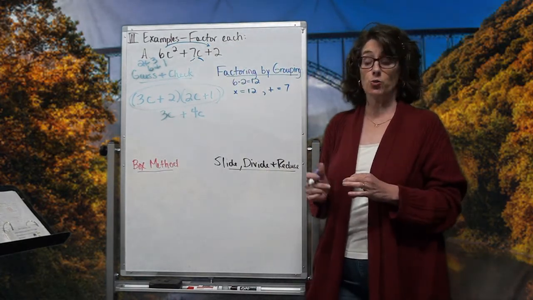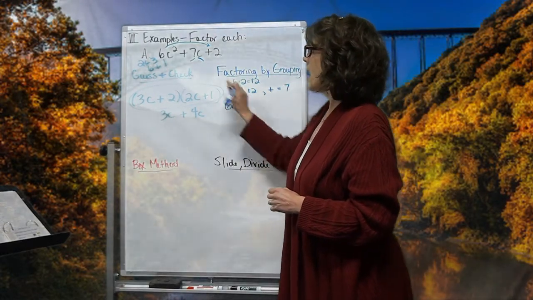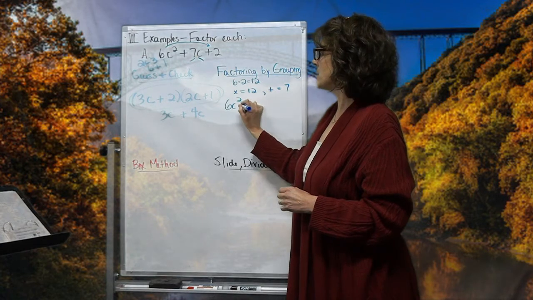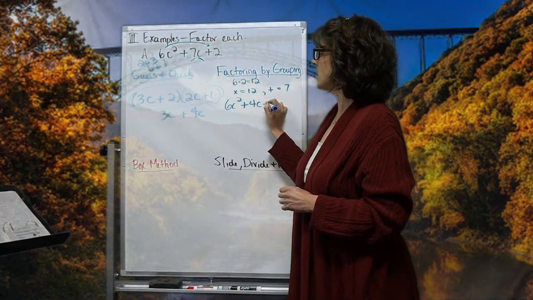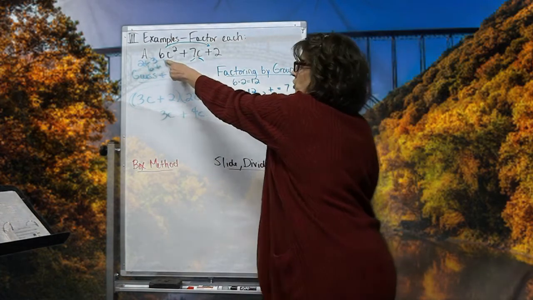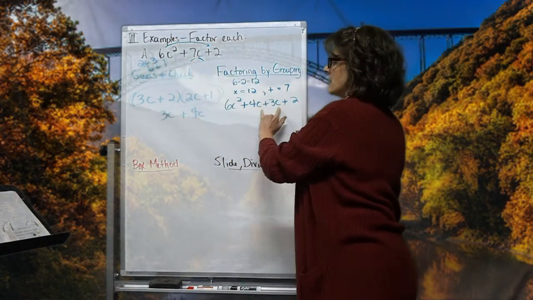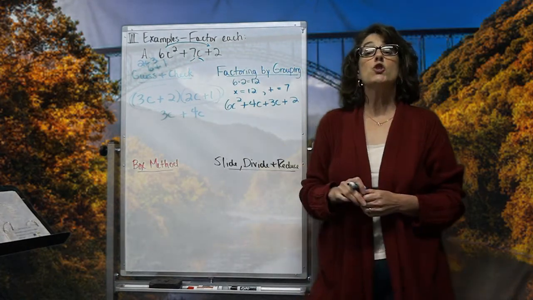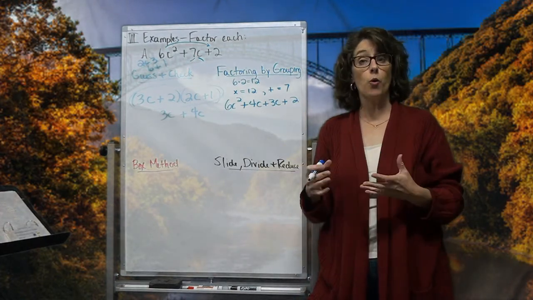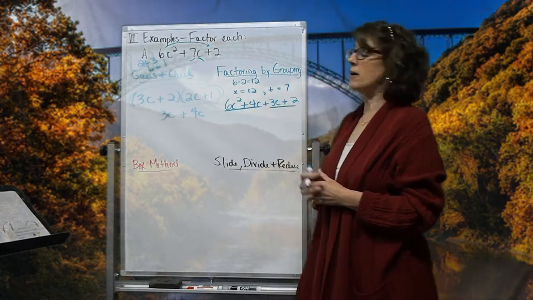That's a 4 and a 3. So that means I'm going to take my 6c squared, but I'm going to take my 7c and I'm going to split it up as a 4c and a 3c. I'll keep the first term, I'll keep the back term, but I'll take that 7c and split it up like this. So now what I've done again is created a 4 polynomial. With that 4 polynomial, I'll pair these up and pair these up.